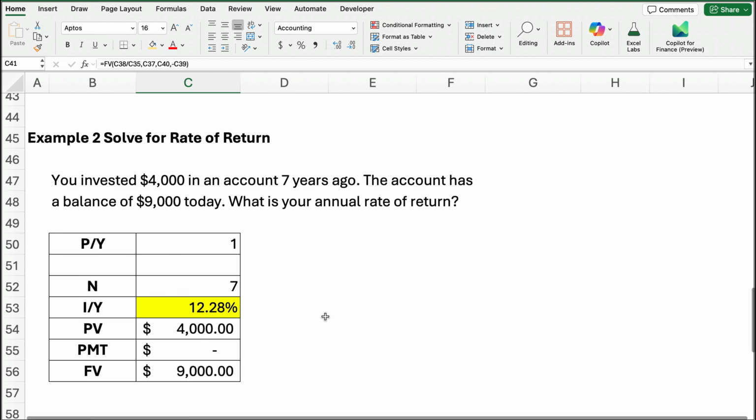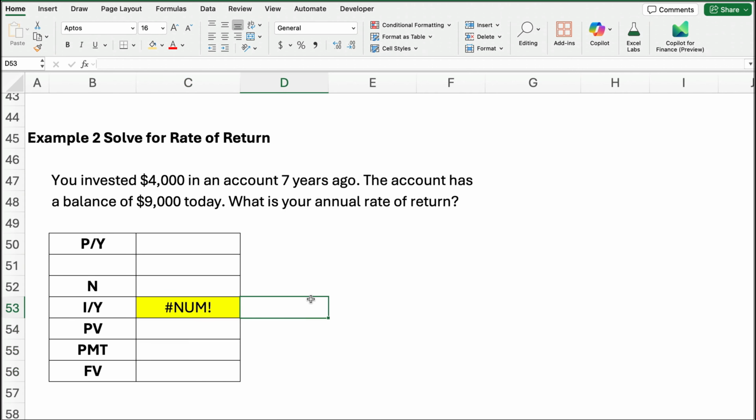What if we need to solve for a rate of return? You invest $4,000 in an account 7 years ago. The account has a balance of $9,000 today. What is your annual rate of return? Well, let me clear everything out except for the interest rate. All right, so what do we have? We invested $4,000. So $4,000 is the present value. It now has $9,000.